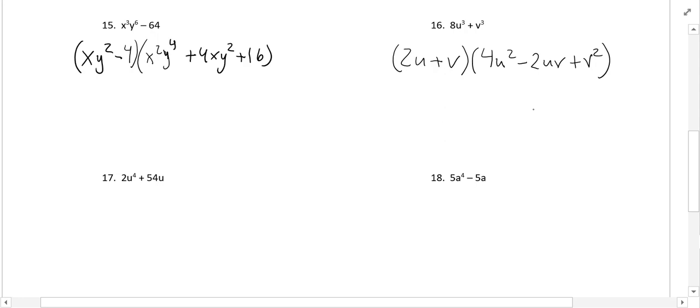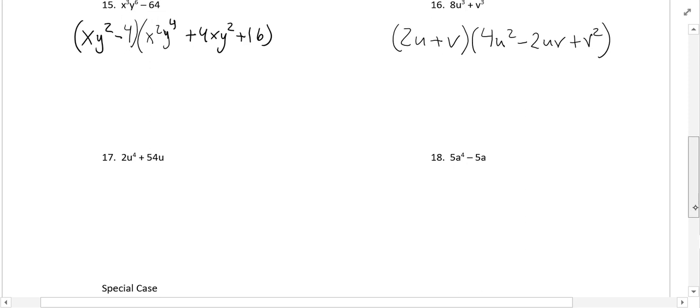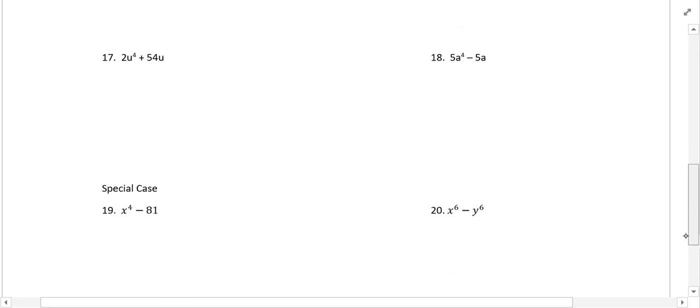All right, let's take a look at number 17. So with number 17 here, again, we want to remember our first rule of factoring. You always want to decide, is there a GCF? So is there a GCF here? Yeah, there is. There is 2u. So you want to go ahead and factor out a 2u. So when you factor out that 2u, you would be left with u cubed plus 27.